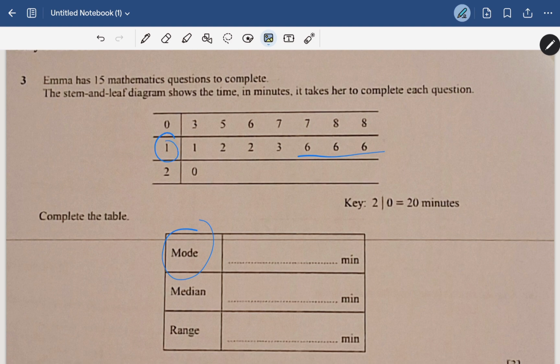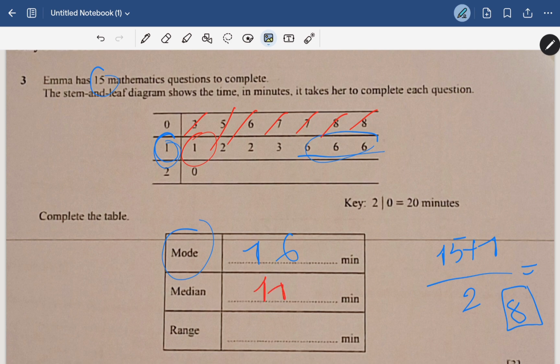So using the stem and leaf, you should know how to correlate. Here is 1, the base, which is the stem, and here is the leaf, which is 6. So the mode, the most occurring number, is 16 minutes. Now the median: you're going to take the total that she has, 15, add 1 to this 15, then divide it by 2. You're going to get 16 divided by 2, which is 8. So you're not going to put 8, you're going to look for the 8th term. This is the first, the second, the third, the fourth, the fifth, sixth, seventh, and 8th. Using stem and leaf, this is then 11 minutes.